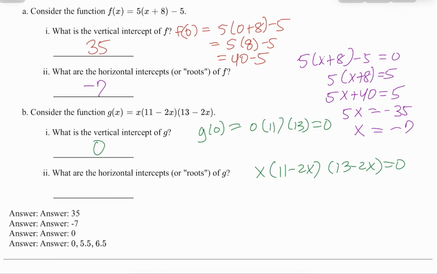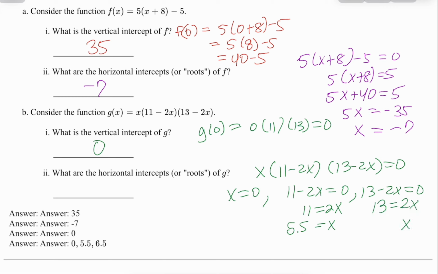Now, when it's in this factored form like that, it's really great because we're just going to set each piece equal to 0. So whatever your equation is, whatever factored form it is, pull out each factor and set it equal to 0. Don't forget the 0, okay? So we get 0. This one gets to become 11 equals 2x, or x equals 5.5. This one is 13 equals 2x, or x equals 6.5. And so just list them, 0, 5.5, 6.5.